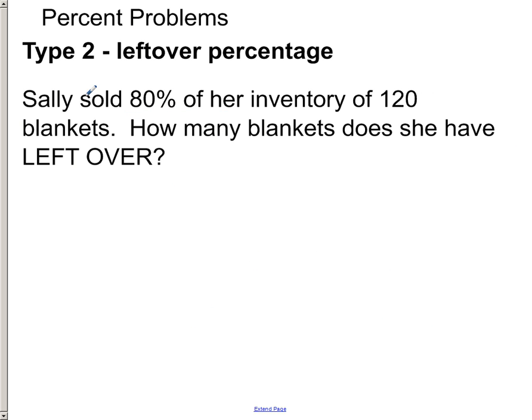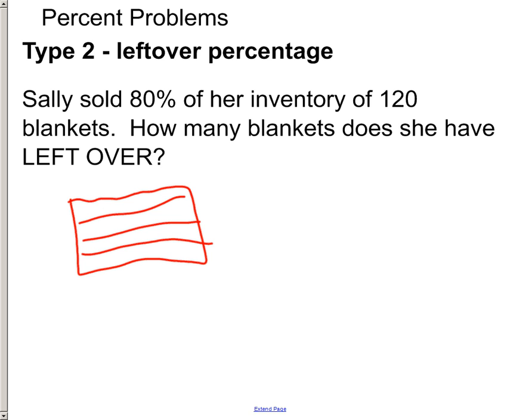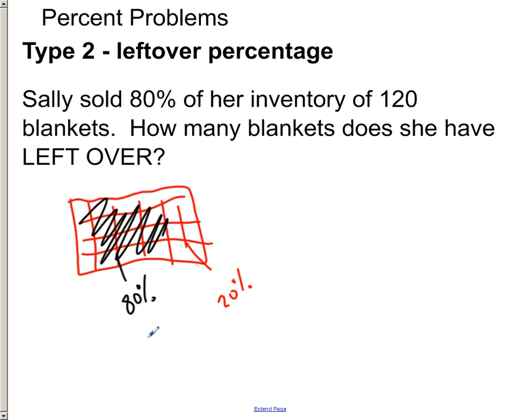Now on this one right here, let's take a look at it. It's a leftover percentage problem. Sally sold 80% of her inventory of 180 blankets. How many blankets does she have left over? Well, let's take a look at this. If these are just blankets that she's got and each square represents a blanket, well, 80% is more than half, right? So that part of it would be 80%. Meanwhile, the red part over here would be the 20%.